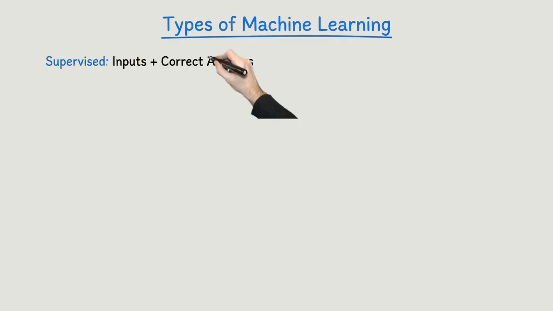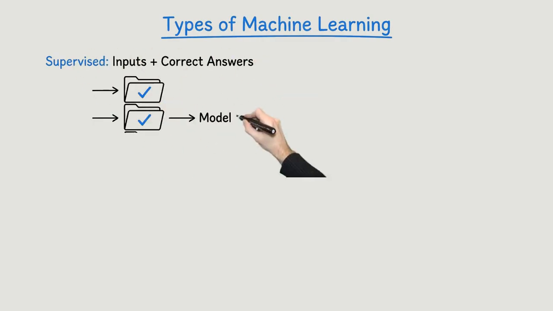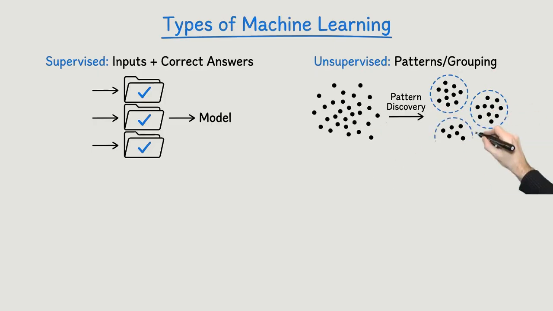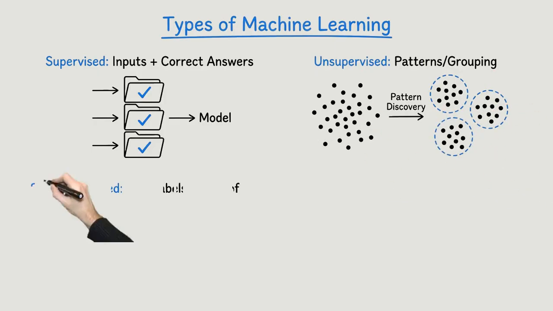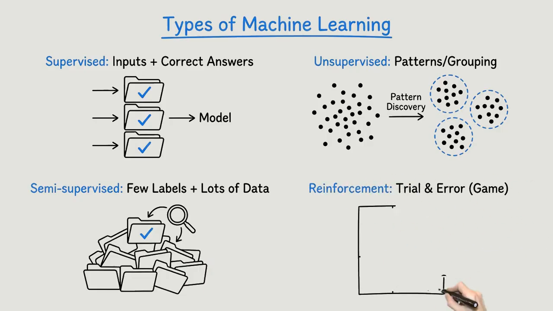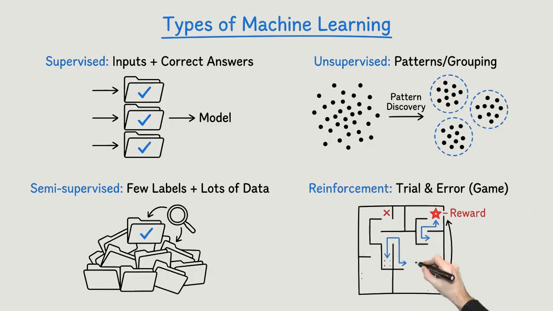There are different types of machine learning depending on what information you have. In supervised learning, you have inputs and correct answers, like labeled emails or house prices. In unsupervised learning, you have data without answers and want to discover patterns, like grouping customers. Semi-supervised learning uses a small number of labels with lots of unlabeled data. Reinforcement learning is about learning through trial and error by receiving rewards, like teaching a program to play a game.